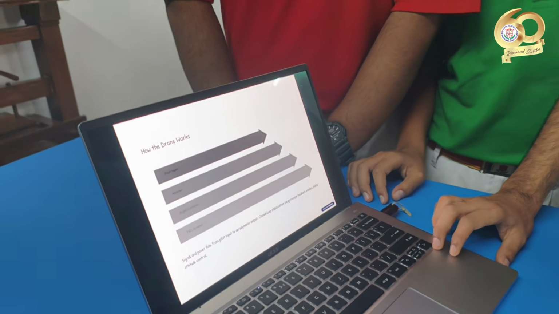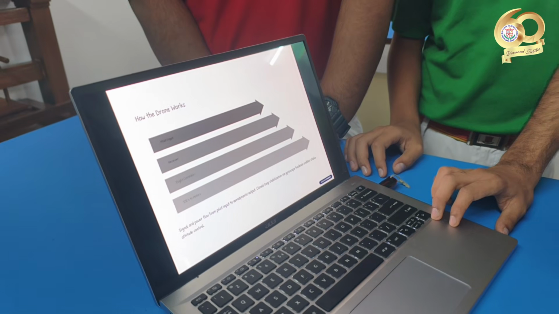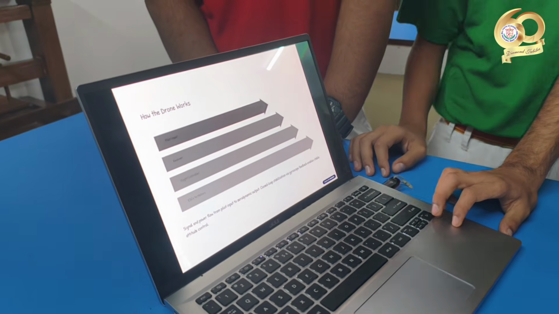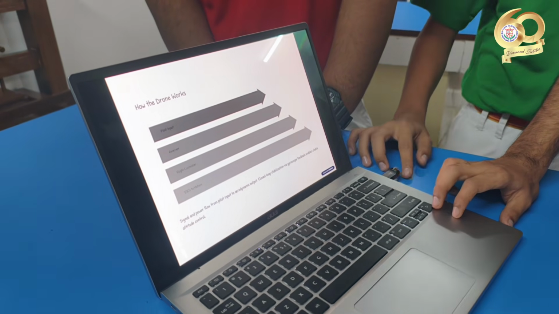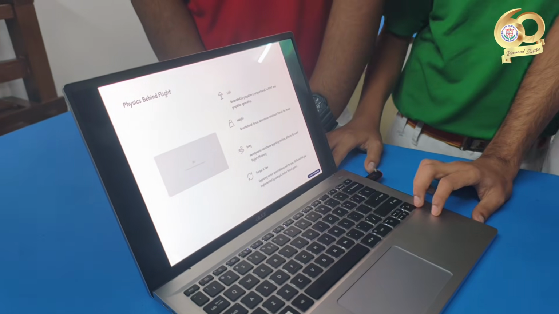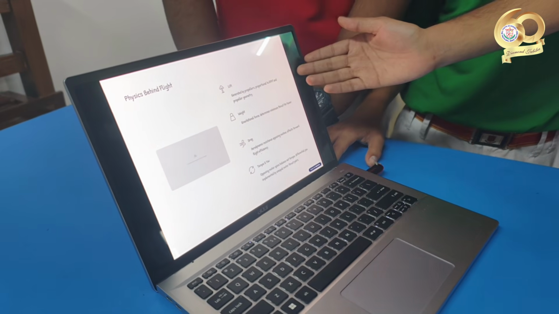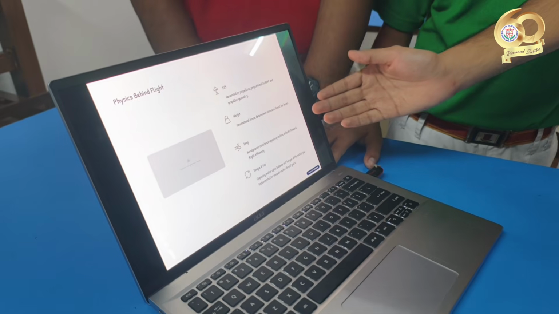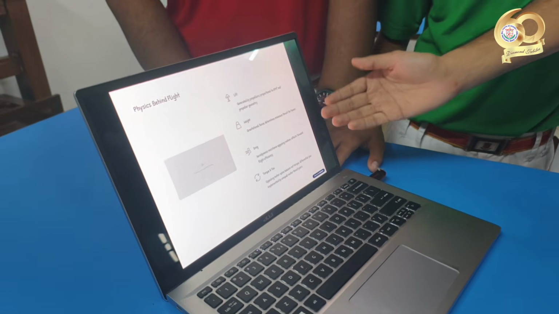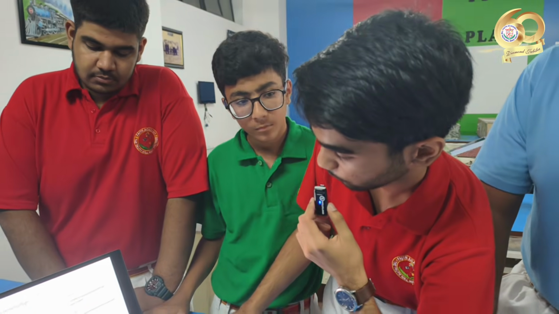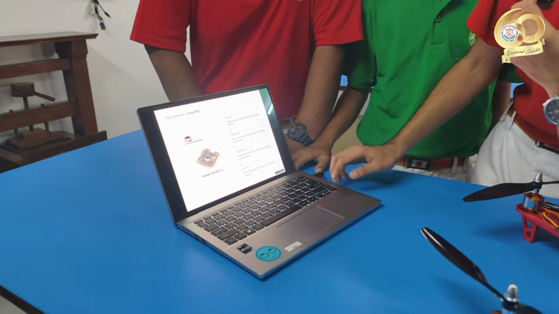First, the drone works by taking the input from the receiver, and then the receiver gives it to the flight controller, and the flight controller manages the speed of the ESC and motors. The physics behind the drone is like this. First, the lift is generated, then the weight gets cancelled, and aerodynamic resistance opposes the motion, which affects forward flight efficiency. This is the main view of the sensor.